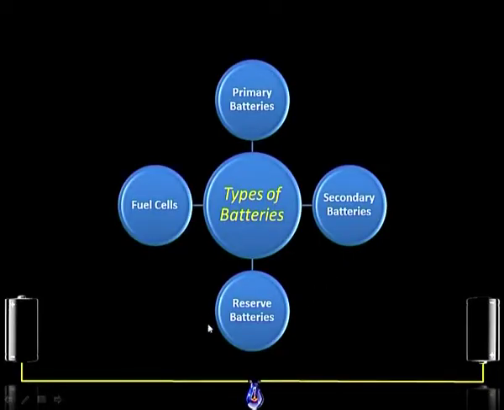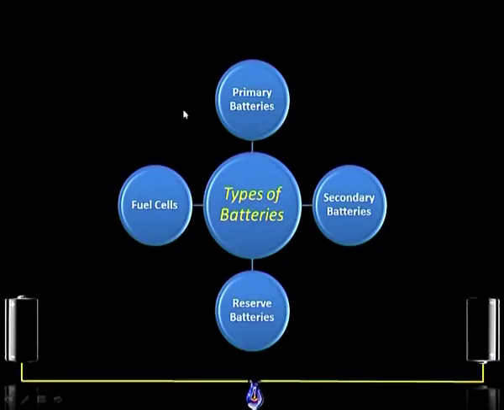Now reserve batteries. They are high power source batteries. They are mainly used in weapon systems, that is in fuses or missiles, where we need to have a high amount of power for generally a shorter period of time. Fuel cells. Fuel cells are mainly a type of battery in which we are using an open source of air and an open source of material, that is a solution.